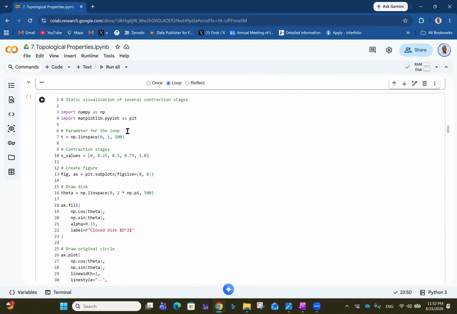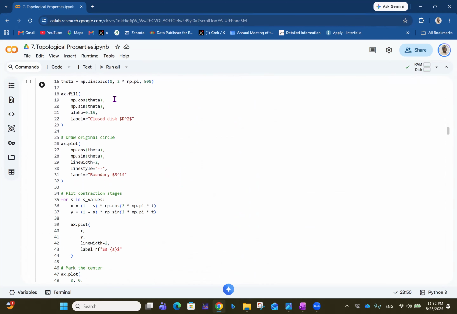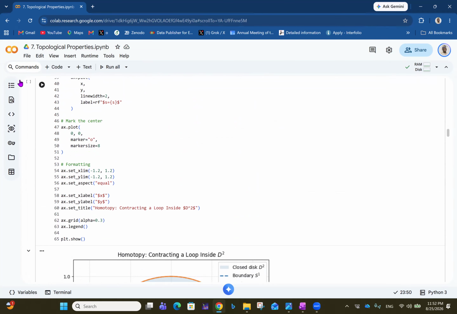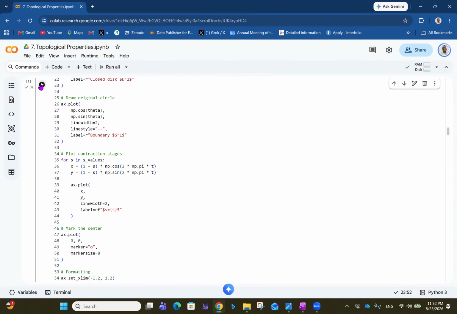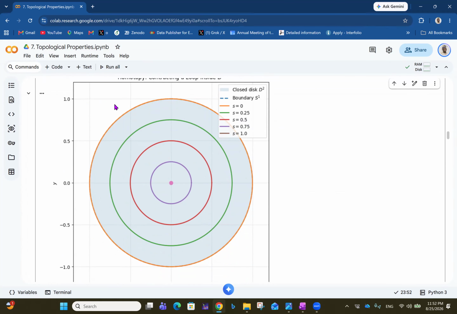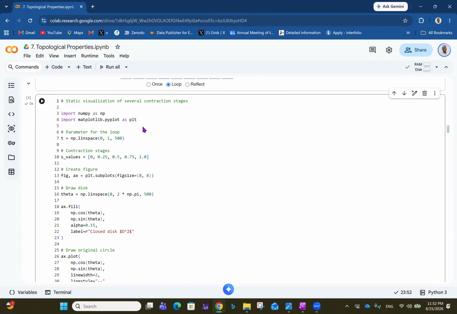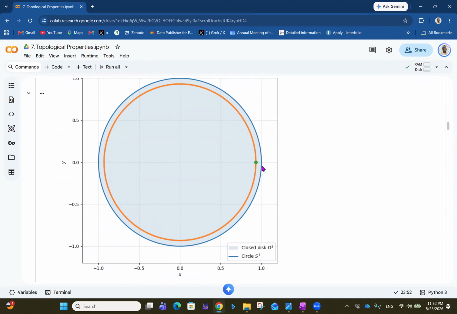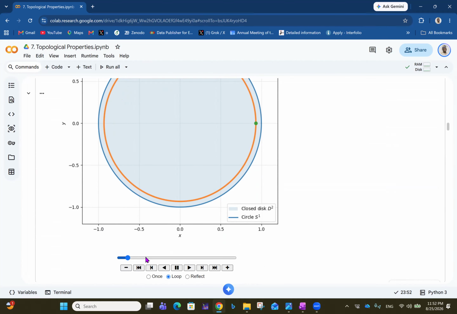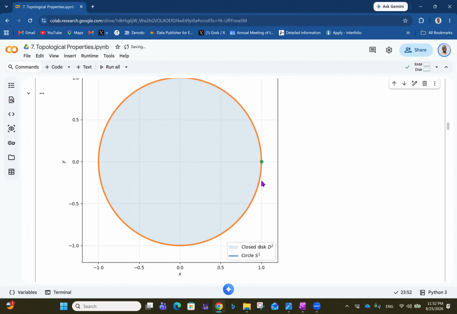So this is the code for that, but the static visualization of several contraction stages. About the same thing, except that we now see the static contraction. So here now, as you saw up there, by the time this starts to shrink, you can see this one has contracted a little bit here. So the circle is blue right there. In the beginning, it didn't look like you could see the circle because it overlaps with the orange color.